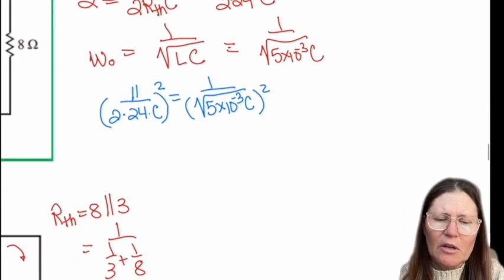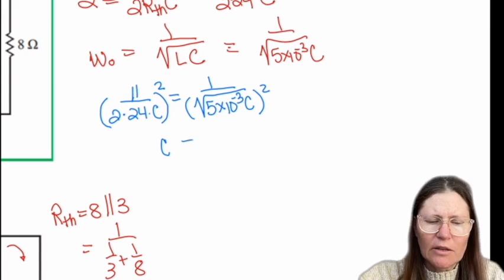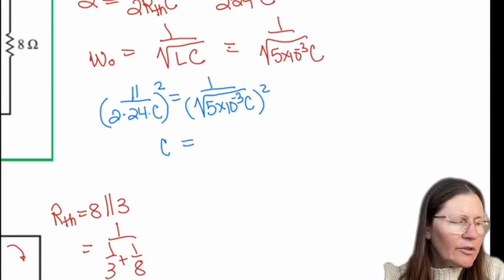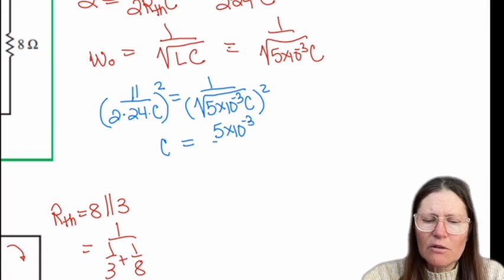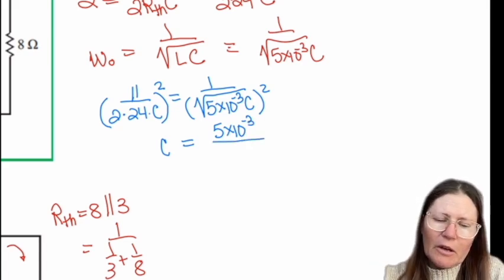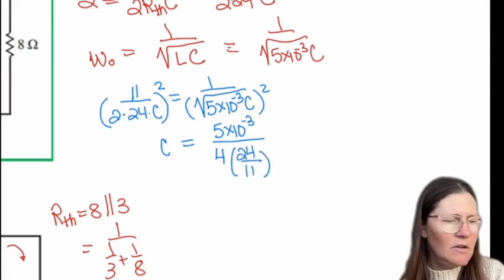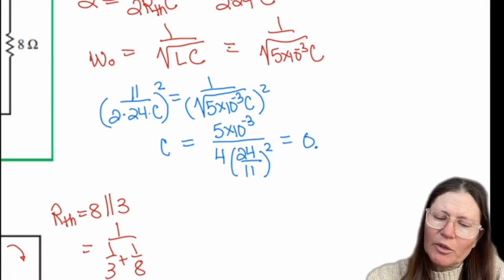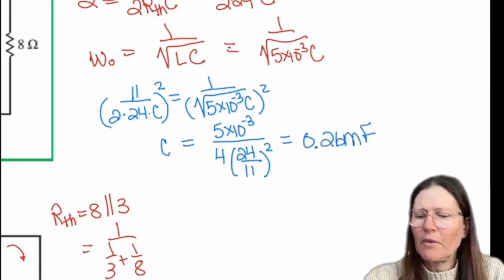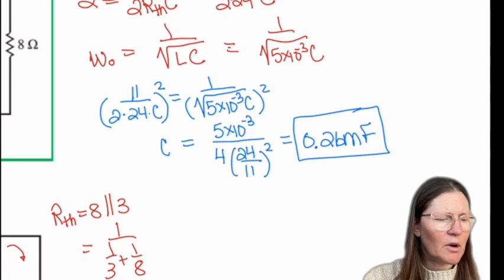And then we're going to solve for C. So you're going to get C's on one side and the constants on the other side. So using algebra, you're going to end up with 5 times 10 to the minus 3 over 4 times 24 over 11 squared. And so this ends up giving 0.26 millifarad. So this would be the value of C that we would want.